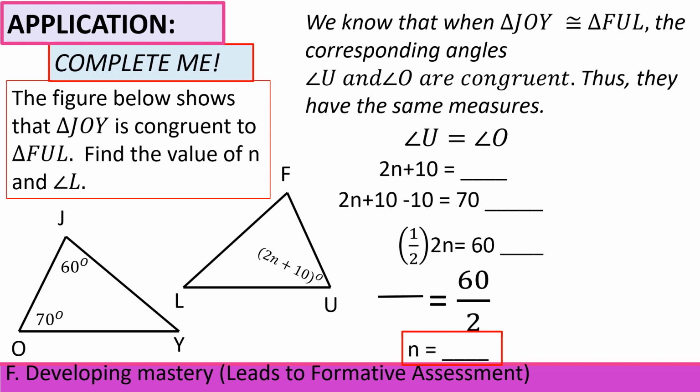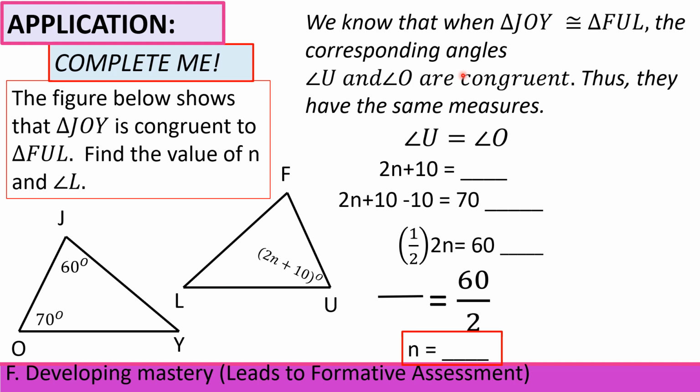Now, let us perform this activity. So, you can pause this video so that you can answer. Okay? So, let us answer. Given is, the figure below shows that triangle JOY is congruent to triangle FUL. So the problem is, you are going to find the value of N and the measure of angle L.